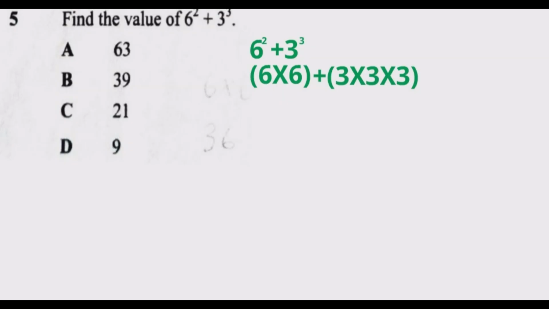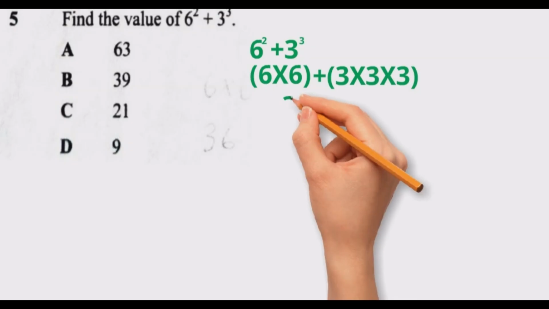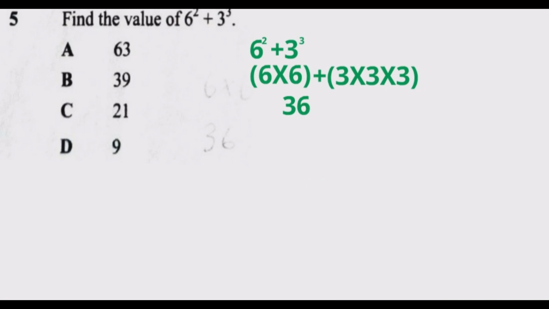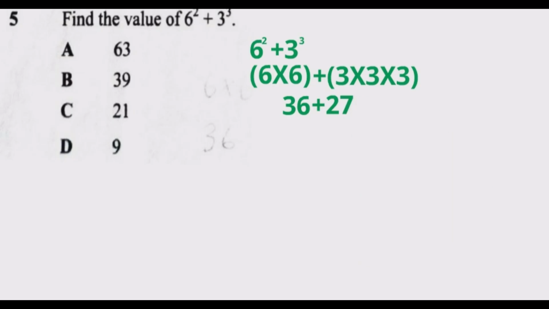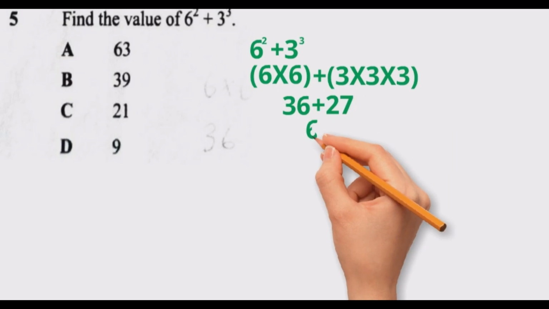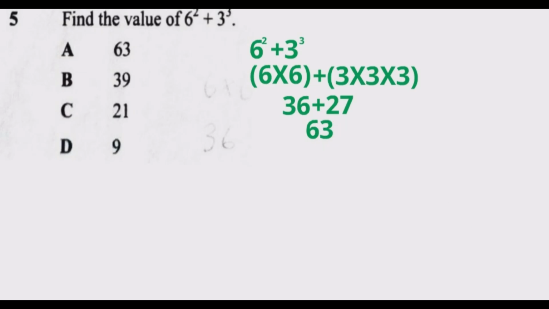So we're going to say 6 multiplied by 6, it will be 36, plus 3 multiplied by 3, it will be 9, times 3 to be 27. So I can say 36 plus 27 will be equal to 63. So the correct answer is A.